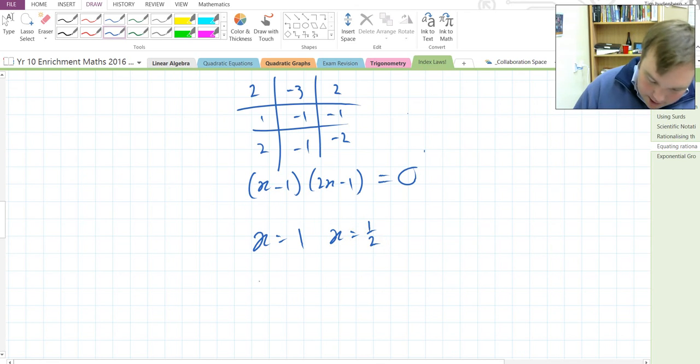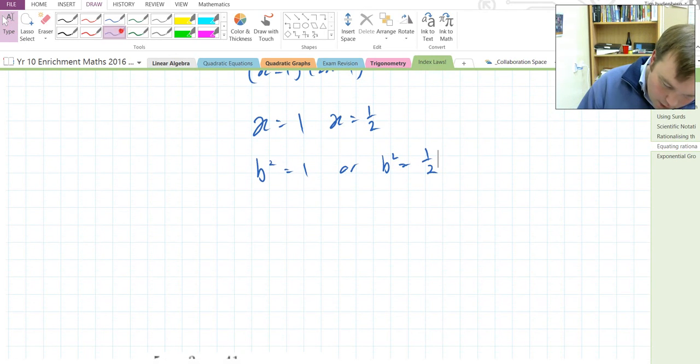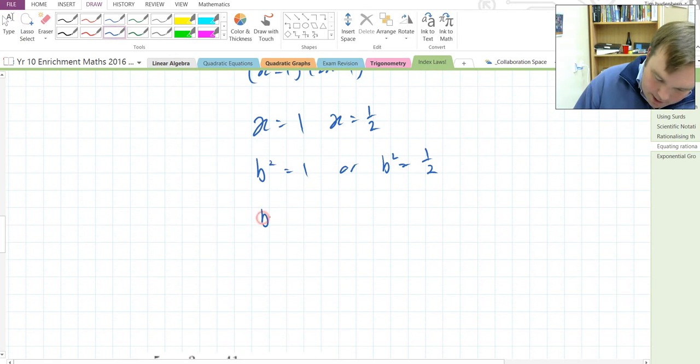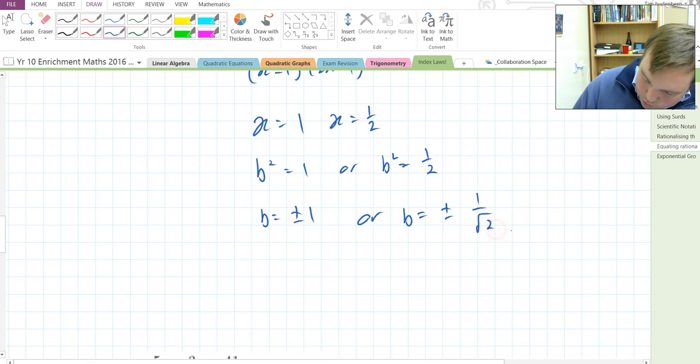So what we're really saying is that b squared equals 1 or b squared equals a half. So, two options here. If b squared is 1 or b squared is a half, then b is either plus or minus 1, or b is plus or minus 1 over root 2.